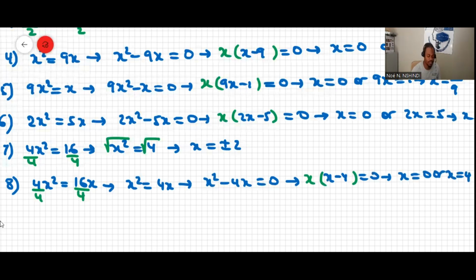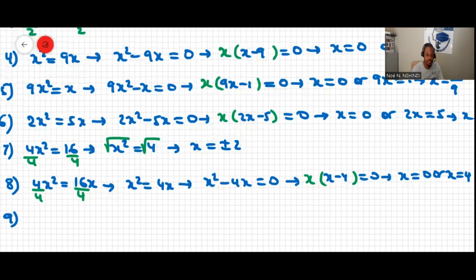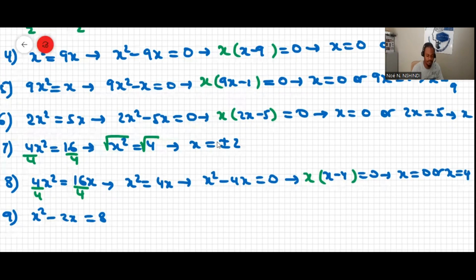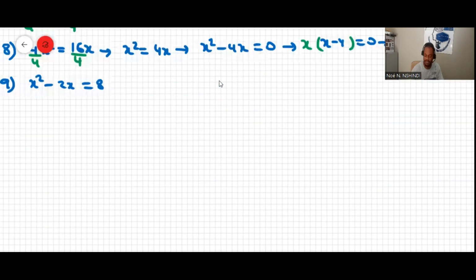And then we can take question 9, which is x squared minus 2x equal 8. Like this. So now in this case, we can move the 8 over. Excuse me. That makes x squared minus 2x minus 8 equals 0.